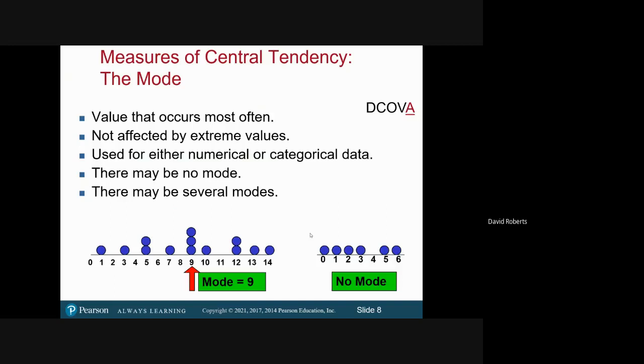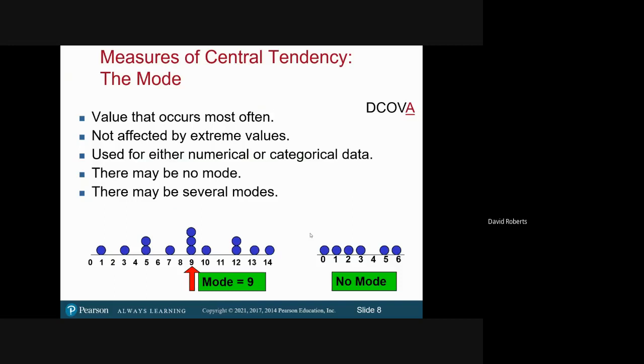If you had another 12 value, you would have what's called bimodal. You would have 9 and 12, so they'd both be 3s, a frequency of 3. So you can have bimodal, trimodal, or polymodal. But it has to be more than 1.